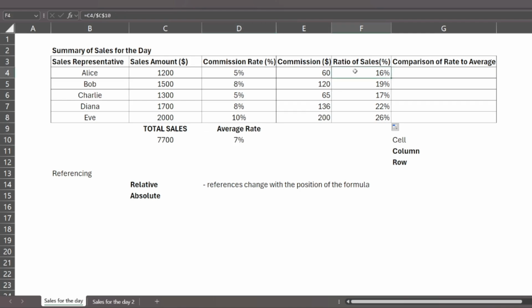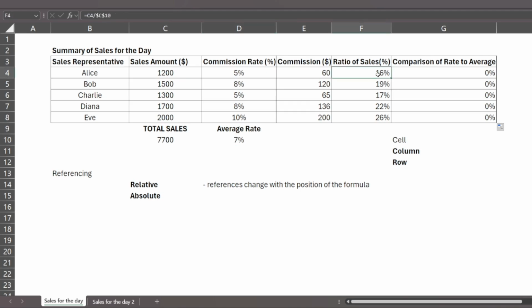It looks just like what we did for ratio of sales. If it's the same logic, maybe I can just copy that formula, right? Here's the thing. If I copy that formula as it is right now, I'm not going to get the results I want, because I'm dividing the commission rates in column D by the total sales in column C. And that's not what I want to do. How do we allow our formula to capture movement between columns, but make it stick to the row where the average rate is, right?